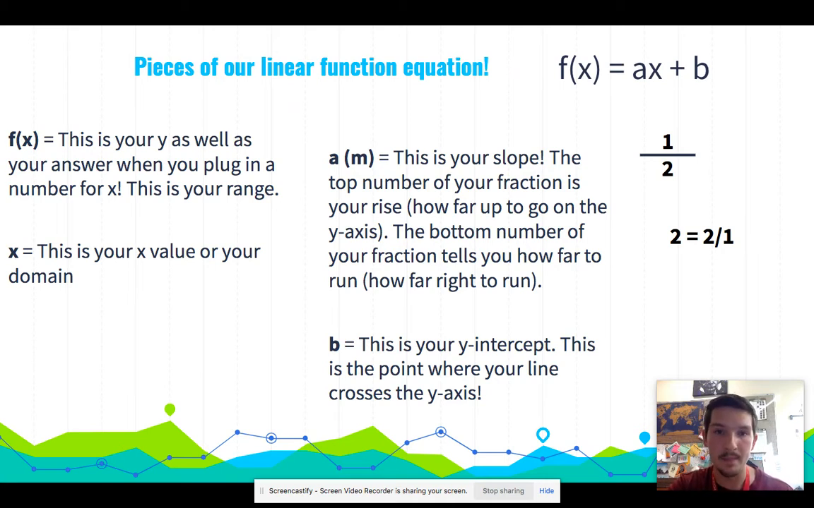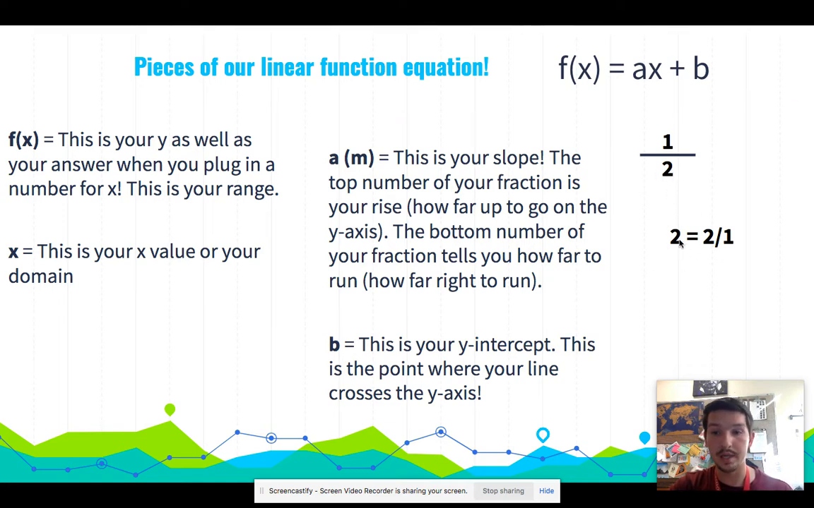A, or your m, this is your slope, that's what we call it. The top number of your fraction is your rise, telling you how far up or down to go on the y-axis. And the bottom number of your fraction is your run, or how far right you're going to bring over your point. So for instance, in the fraction 1/2, the 1 is telling you how far up to go. The 2 is telling you how far right to go.